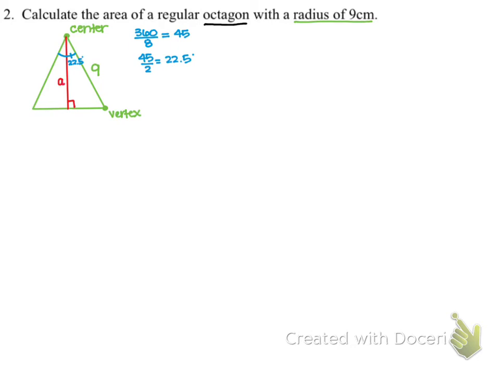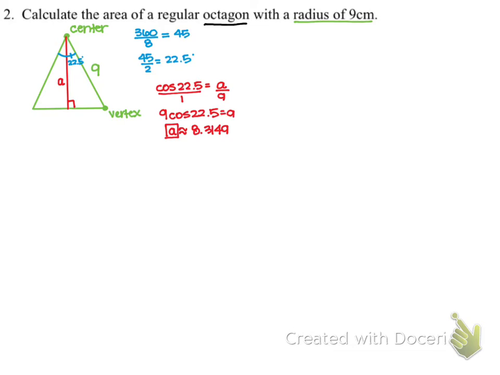It looks like that's going to be cosine. So cosine of our angle, 22.5, is equal to adjacent over hypotenuse, cross multiply. And then we can go ahead and type this in. So 9 cosine 22.5, that's going to give me 8.3149. And I'm going to put a little box around it because chances are I'm going to have to go back and use this again.